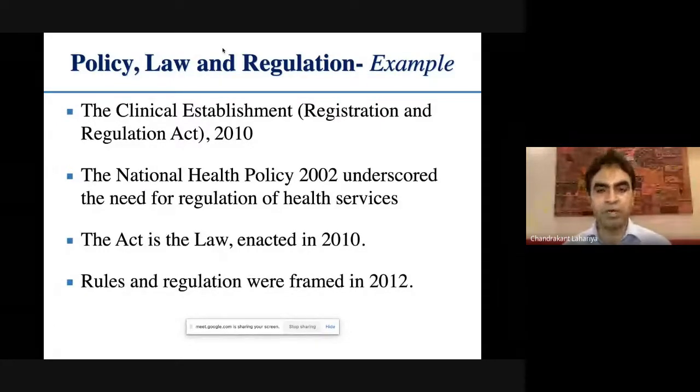The idea of regulation is because India has a mixed healthcare system, where the private sector is there and the public sector is there. In any sector, to ensure that people receive quality healthcare services, are not overcharged, and that health services meet the minimum standard, a law is required. That's why the need was felt in National Health Policy 2002. Then it resulted in the formation of the Clinical Establishment Act, and once the Act was cleared by Parliament, the regulations were framed in 2012. That's how it works.